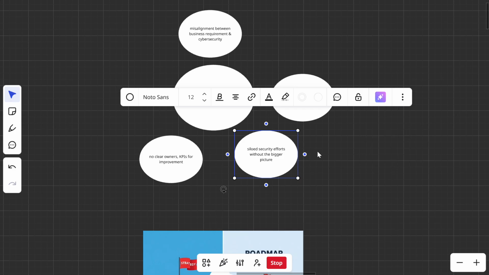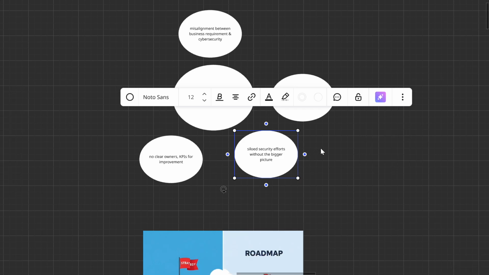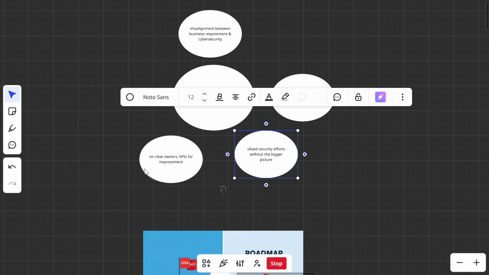Siloed security is also a problem. We have many different domains in security. You have networks, applications, data, endpoint, governance, etc. They have to work together. When these different domains work separately, you have many redundant tools, hundreds of tools that you don't need. This is siloed security. You are spending more on security, but you are not getting the reward that you should be. And not clear owners.